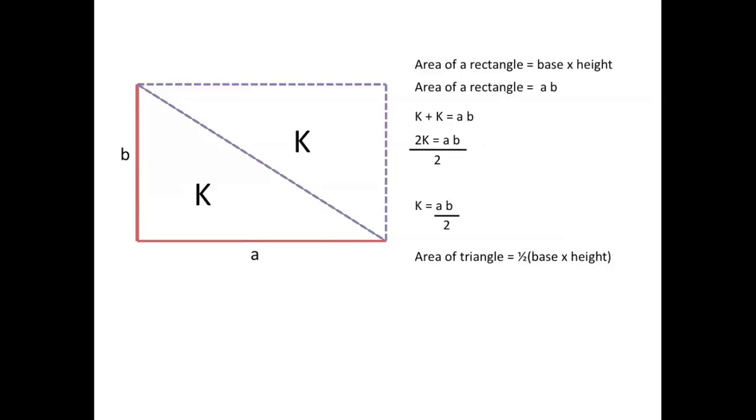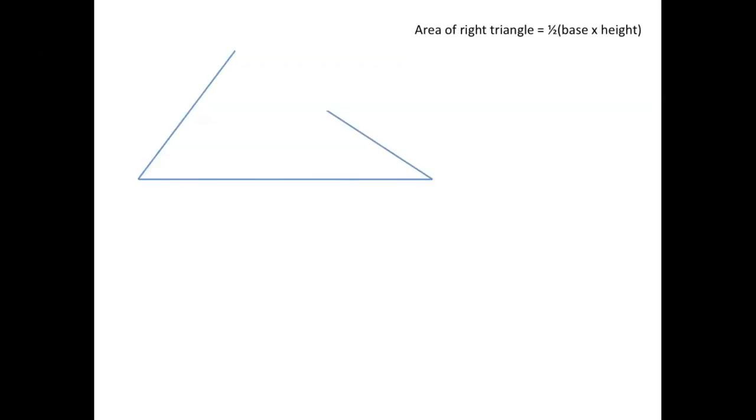So how do we know this will work for all triangles? Well, let's say that the area of a right angle triangle is half base times height. And now I'm going to draw myself an acute triangle, which means all three angles are acute angles. And so we're going to call this triangle ABC. And we're going to draw a line from A perpendicularly down to point D. And by doing so, we ended up with two right angle triangles.